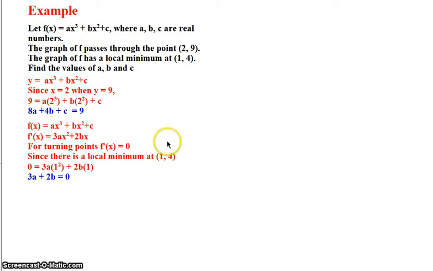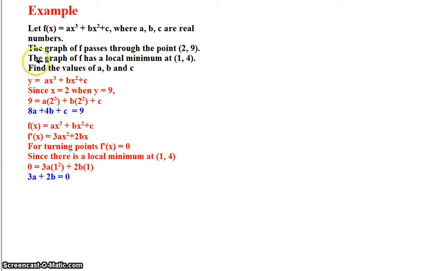Now remember, for a turning point, that is the minimum point, the first derivative is 0, so we replace f'(x) by 0. We also know at the turning point x is 1, so we replace x by 1. And we get 0 equals 3a times 1 squared plus 2b times 1, which gives us this equation, 3a plus 2b equals 0. So we have two equations, but we need a third equation because there are three unknowns.